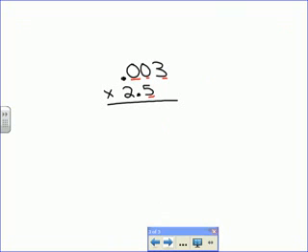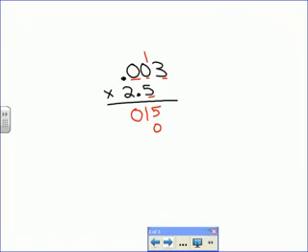Did you get anything? 7.5. You're close, but we need to remember we need to have 4 decimal places. So, Steve? 0.0075. So we do the 5 times the 3.